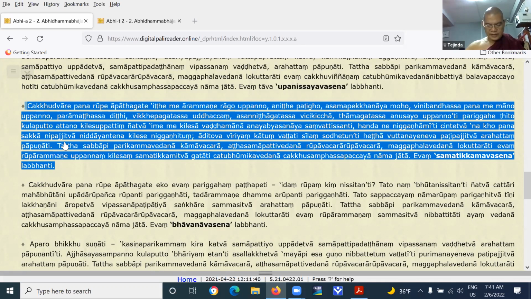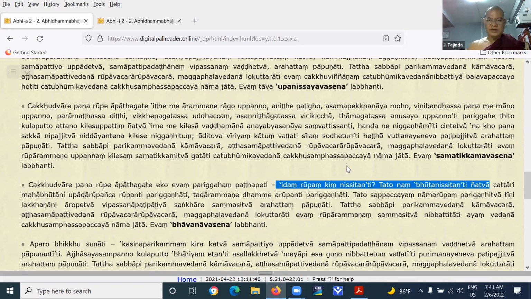Through the eye-door, he establishes the investigated knowledge. What does this rupa depend on? By observing that, he knows that this rupa relies on the Mahabhuta. This rupa depends on the Mahabhuta, he knows.